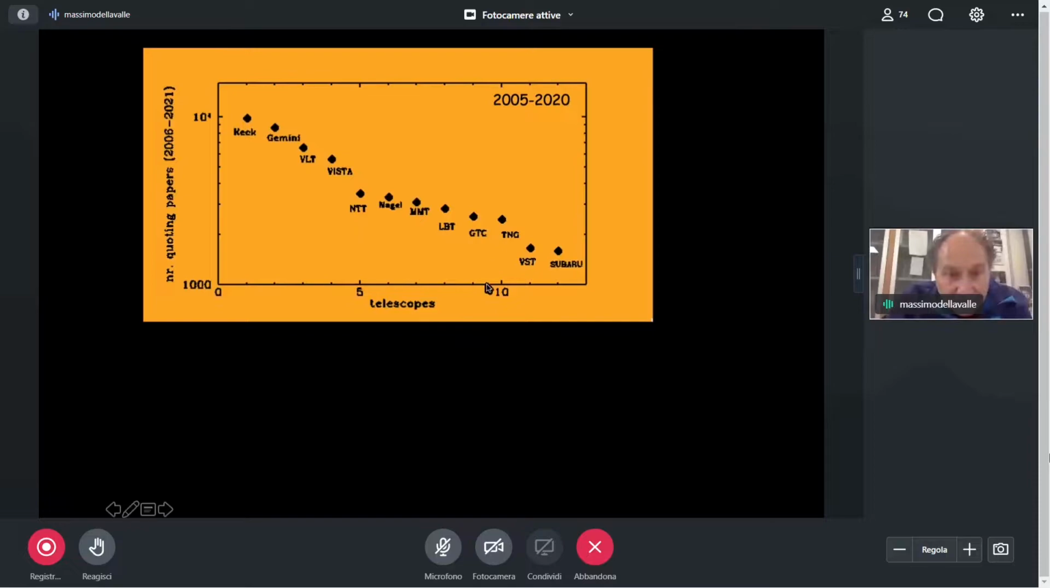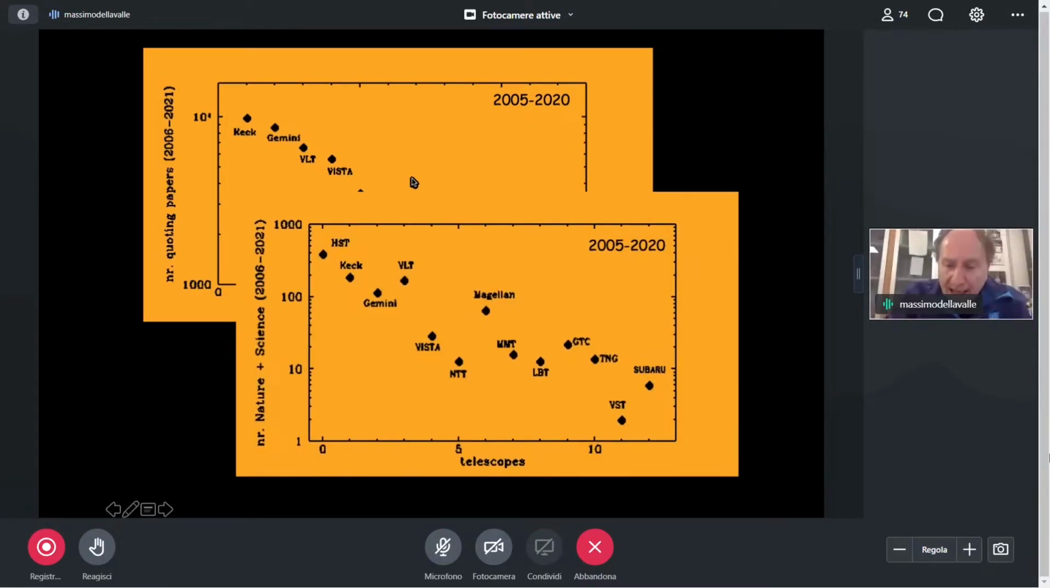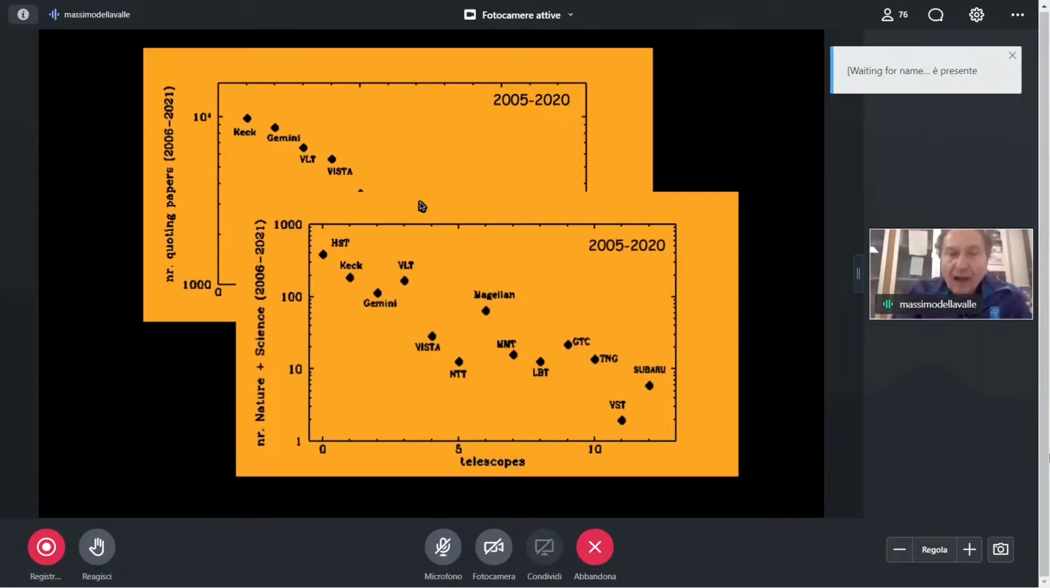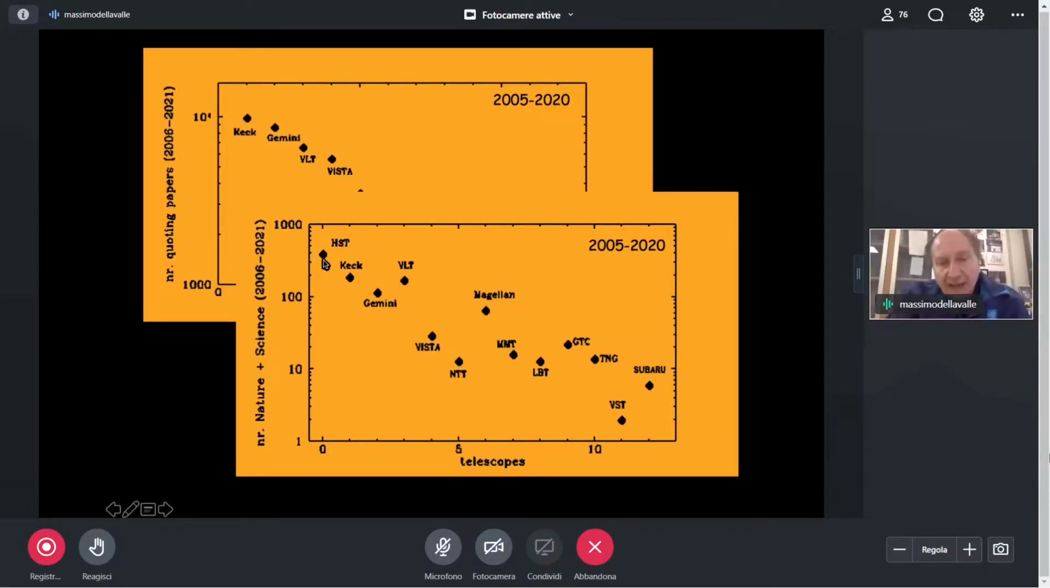And you see that, for example, NTT, the first 4-meter class telescope equipped with active optics, is still doing excellent work. Its productivity in terms of papers is comparable to the Magellan or the Steward Observatory, which are 6.5-meter telescopes. In terms of highlights, I consider only papers in Nature and Science. Of course, in this case, HST, the Hubble Space Telescope, is doing most of the job.